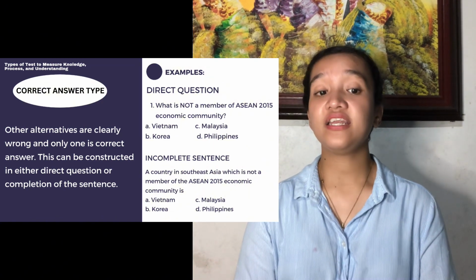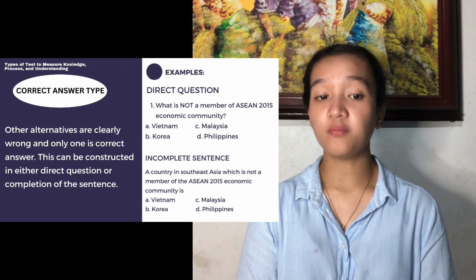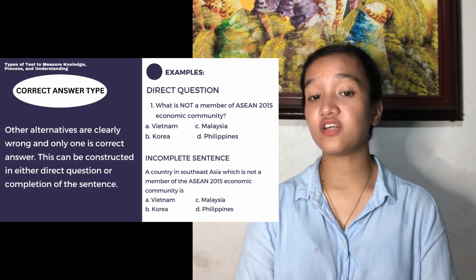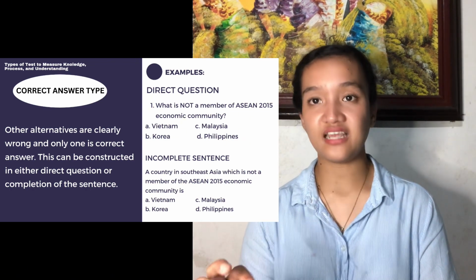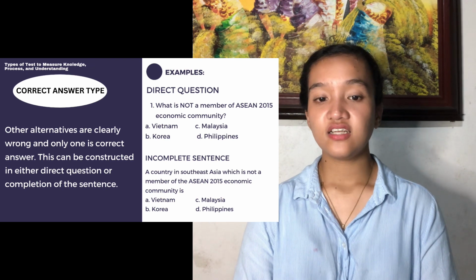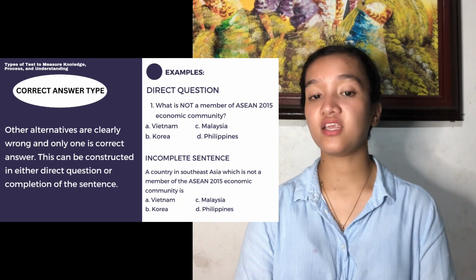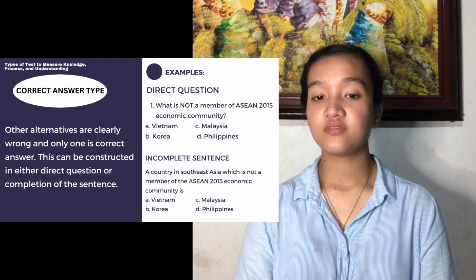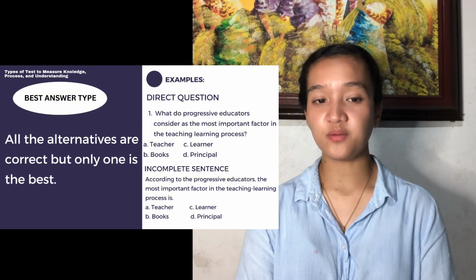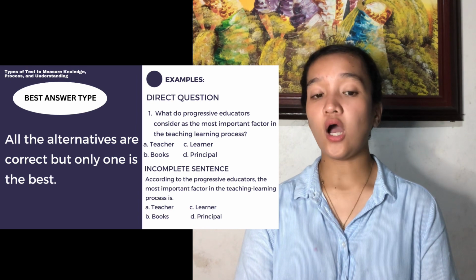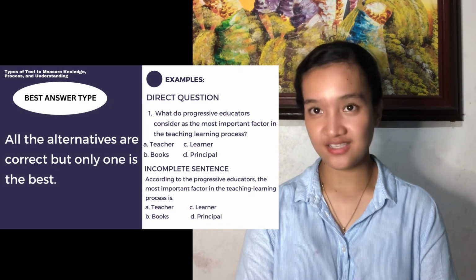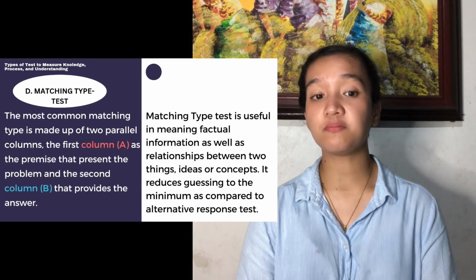This can be constructed in either direct question or completion of the sentence. Here's the example. So the direct question is na siya complete sentence. And while diri sa incomplete sentence kay mura siya og naay blank. So mao ni unsaon paghimo og multiple choice. Next, we have here best answer type. So meaning best answer type is all of the choices are correct, but you only have to choose the best answer.